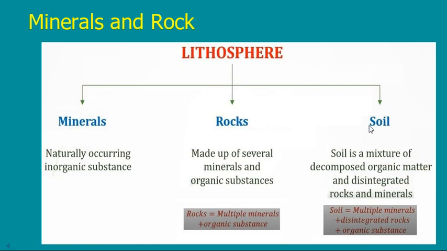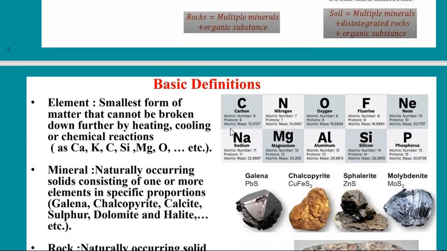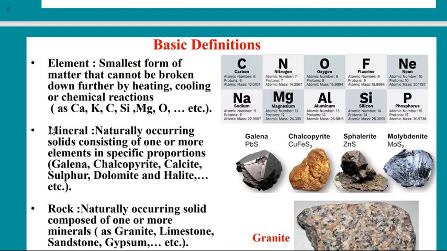What about soil? Soil is a mixture of decomposed organic matter and disintegrated rocks and minerals. So soil is the disintegration of these two. If minerals disintegrate, they will be soil. If rocks disintegrate, they will be soil. So soil is the remaining part of the disintegration of these two. Some basic definitions. This is a definition for minerals, this is the definition for rock.